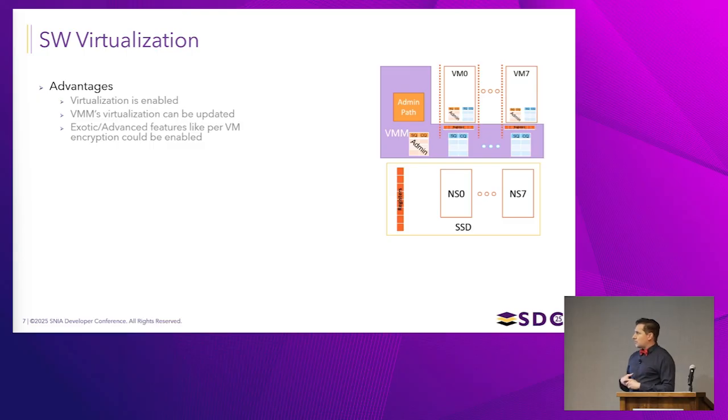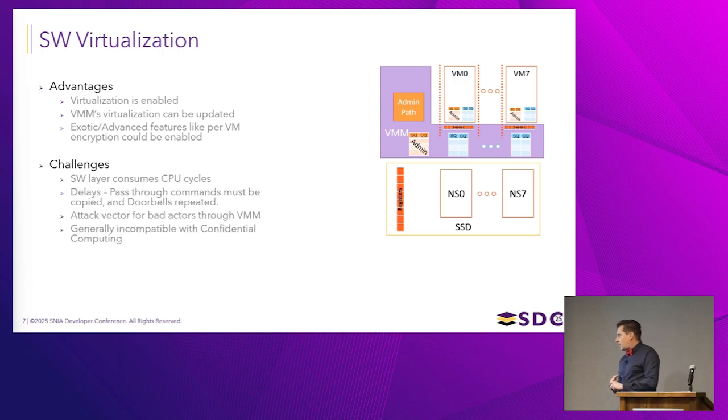So the advantages of this kind of software virtualization is that we get virtualization enabled, right? I think that VMware really kind of took off and had a whole business model around this. We can also update our virtualization, right? So we have more exotic and advanced features, like perhaps we want to enable some VM encryption or any other thing that gets brainstormed up. So this is really great for prototyping and growing and evolving.